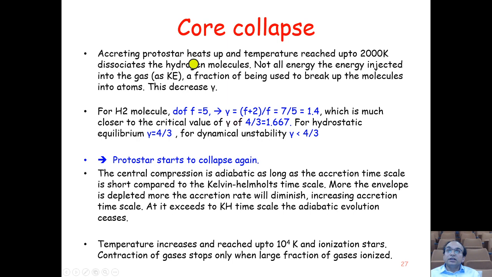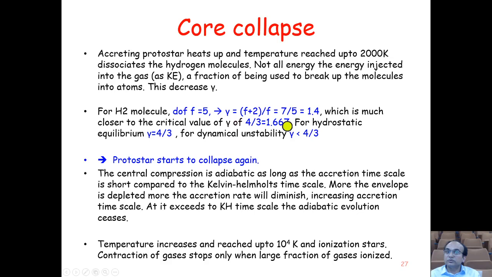For H2 molecules, the degrees of freedom are approximately 5, which gives gamma approximately 1.4, which is much closer to the critical value of 1.667 for hydrostatic equilibrium. So for the dynamical instability, gamma has to be less than 1.667. You find that it is 1.4, so the protostar starts collapsing again here.